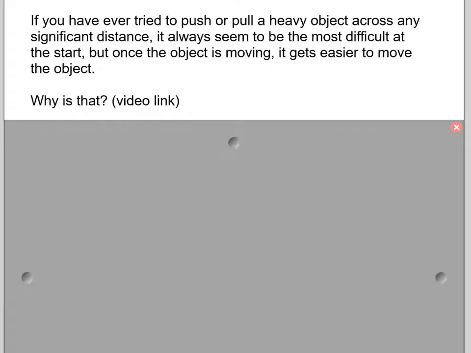So if you've ever tried to push or pull a heavy object across any significant distance, it always seems to be the most difficult at the start, but once the object is moving, it gets easier to move. A snowman is a classic example of this. As you get that snow person larger and larger, if you let it stop moving, it becomes really difficult to move, but once it's rolling, it doesn't seem to be too bad. So we'll talk a little bit about why that is. I've got a short little video here to show you to talk about that.